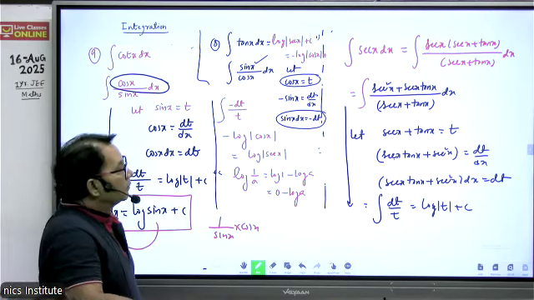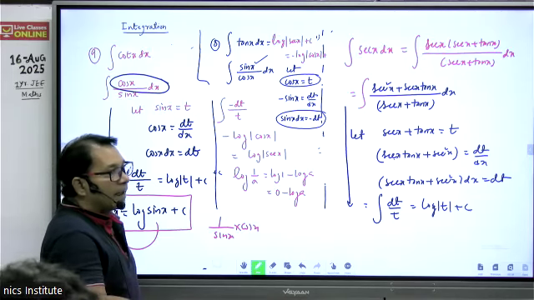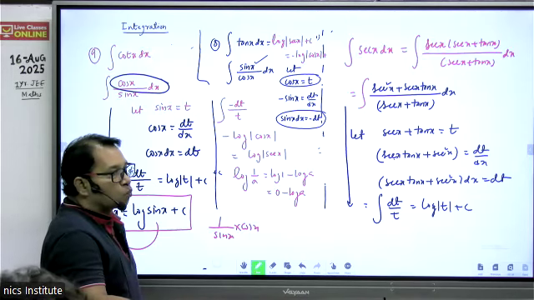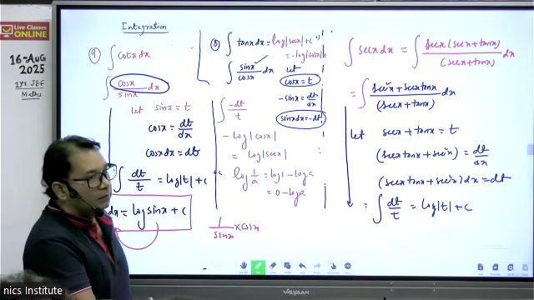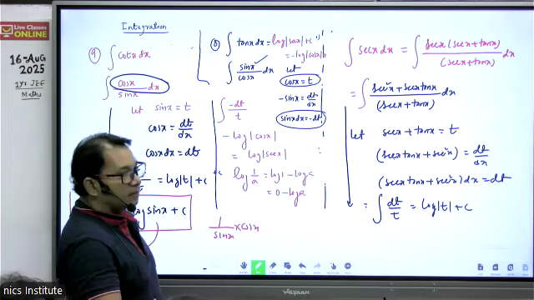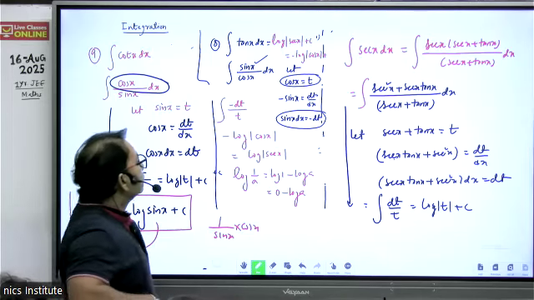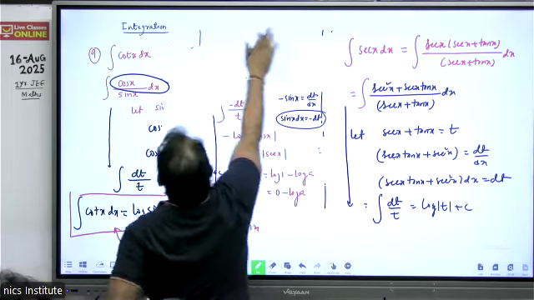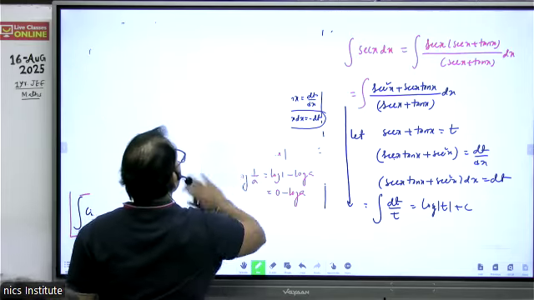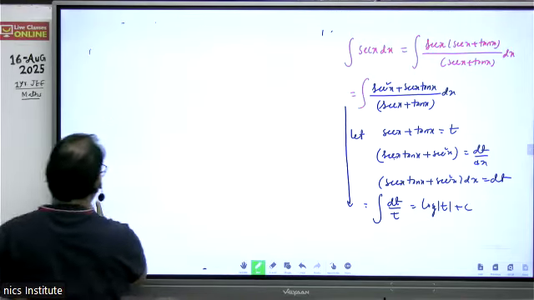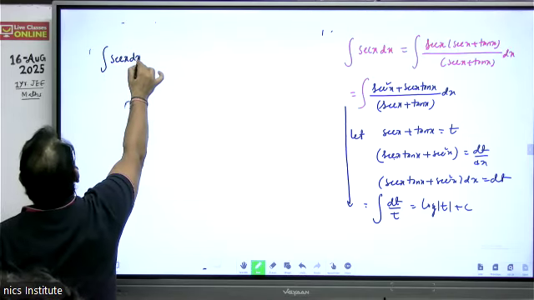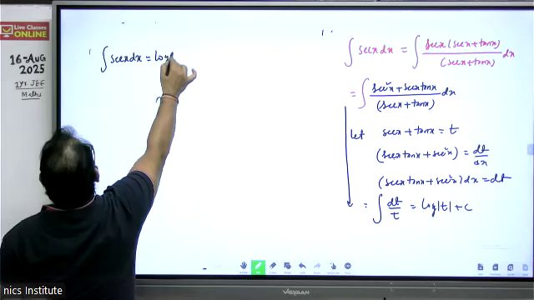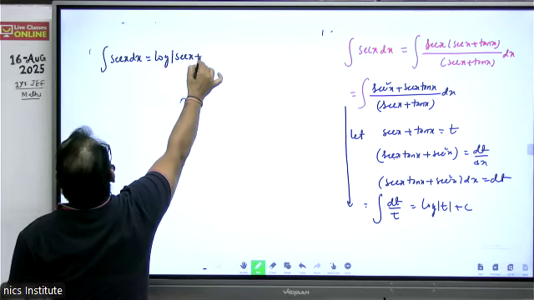We multiplied by sec x plus tan x. That means the first formula for integration of sec x is log of sec x plus tan x.